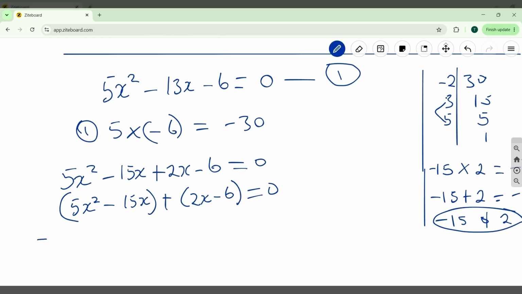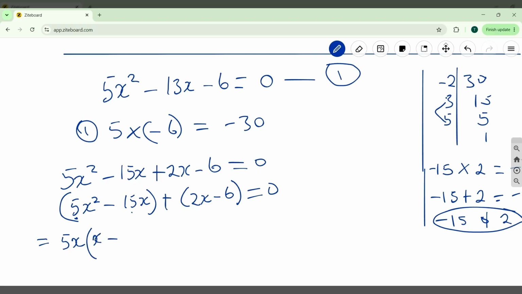And what we have here is 5. Okay, now we need to factorize this. What's common between 5 and 15 is 5. And what's common between x squared and x? That's x. So this becomes 5x.